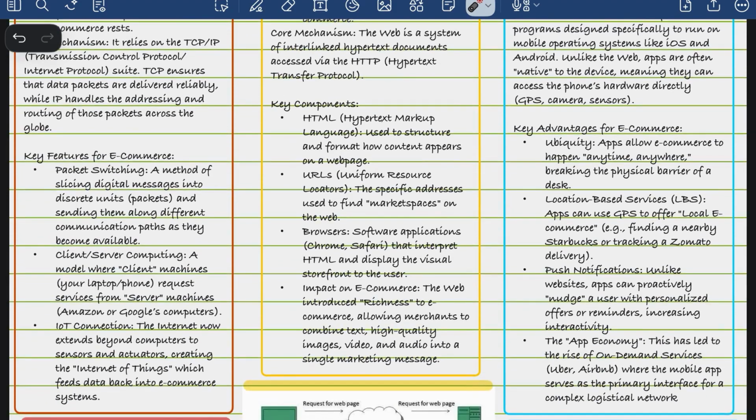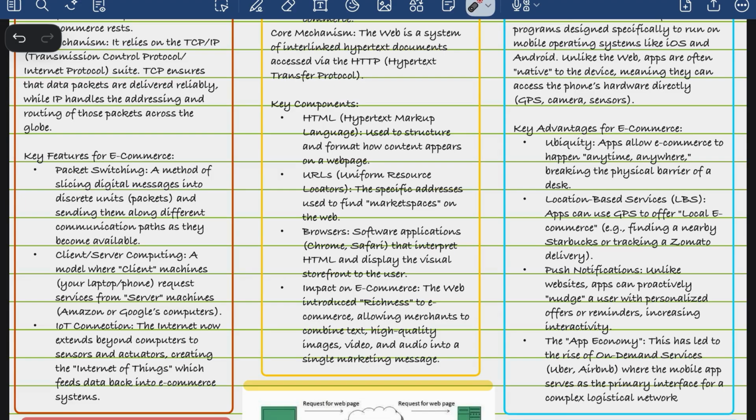And then you have the concept of push notifications. Unlike websites, where we have to wait passively, a mobile app can proactively nudge you and send you personalized notifications right to your lock screen, saying, hey XYZ, that jacket in your cart is now 20% off. So you immediately go and interact with that particular thing, right? So there is a customer action being driven through the mobile application.